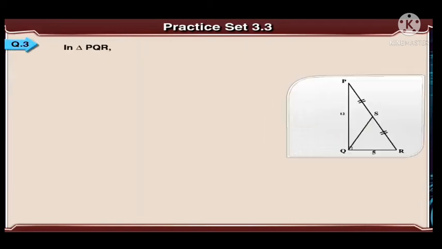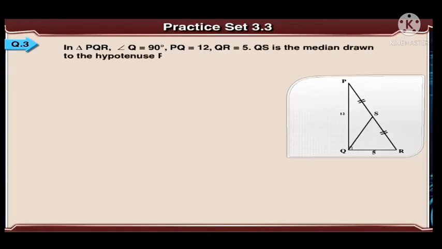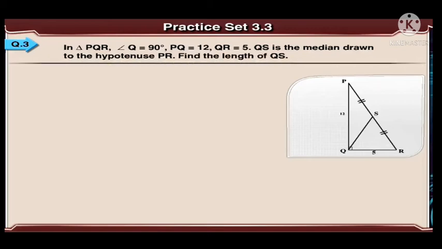Question number 3. In triangle PQR, angle Q is equal to 90 degrees. PQ is equal to 12, QR is equal to 5. QS is the median drawn to the hypotenuse PR. Find the length of QS. Solution.